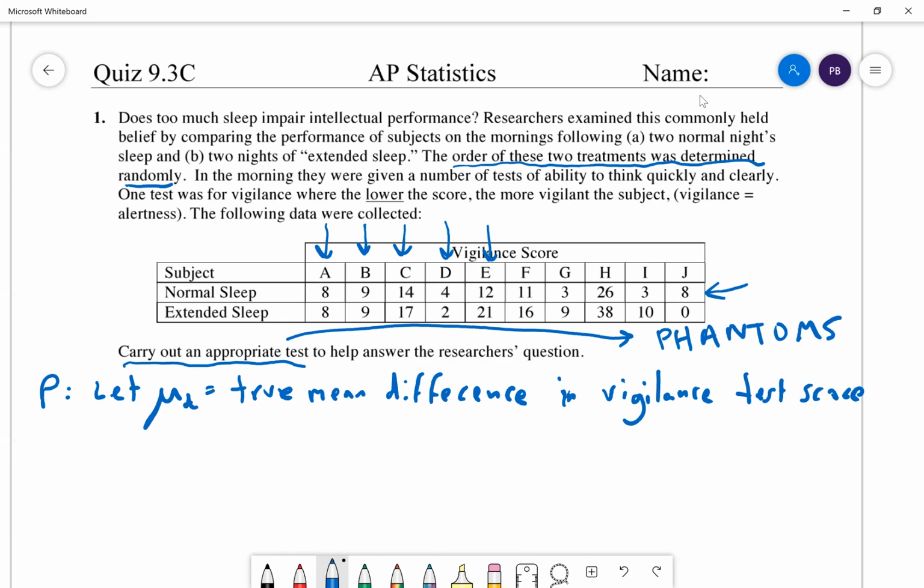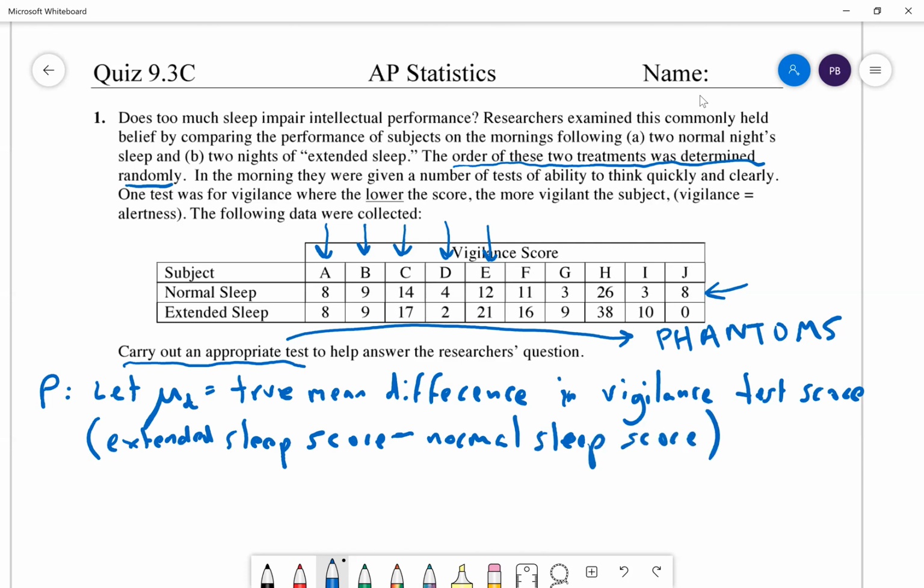And just to be clear, we want to specify how we're actually calculating that difference, right? Are we doing the normal sleep score minus the extended sleep score, or the other way around? So what we're going to do is extended sleep score minus the normal sleep score. Of course, you could do this the other way around. That would just switch your alternative hypothesis, but let's just do it this way. Extended sleep score minus normal sleep score.